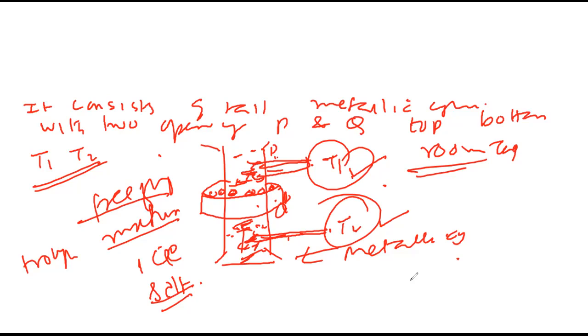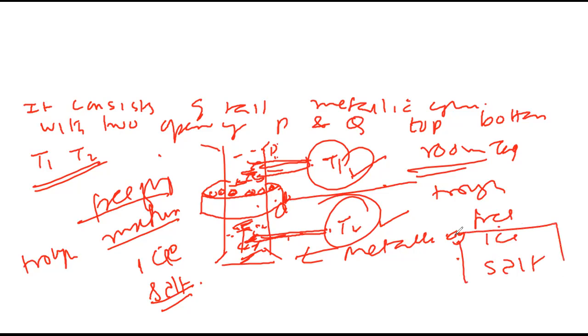Can you tell now in your own wording? It consists of a tall metallic cylinder. It consists of two thermometers attached at P and Q, top and bottom. At the center, it consists of a cylindrical trough in which freezing mixture of ice and salt. So if they ask, freezing mixture is of what? Ice and salt. Okay. Now let's go to its working.